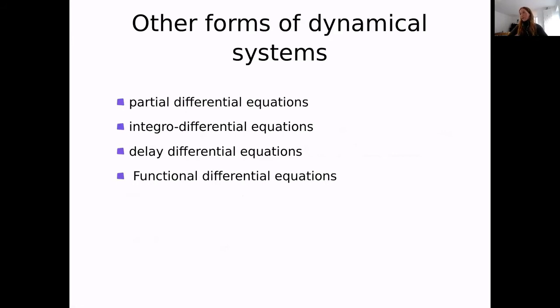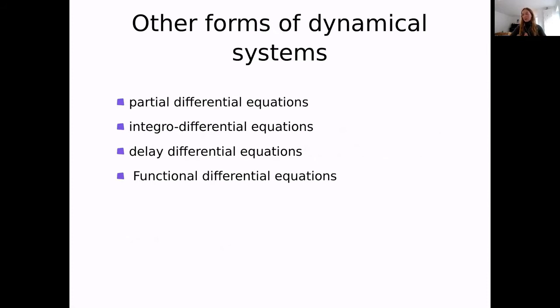and there are other forms of dynamical systems. So there are partial differential equations in contrast to the ordinary differential equations we talked about, where maybe your system is not only dependent on the time, but on another variable. And there are so-called integral differential equations, where the time derivative maybe depends on the integral of something. We have delay differential equations and also functional differential equations.